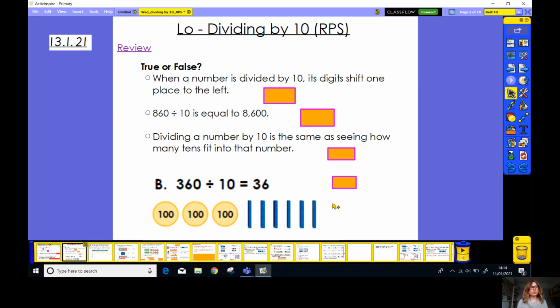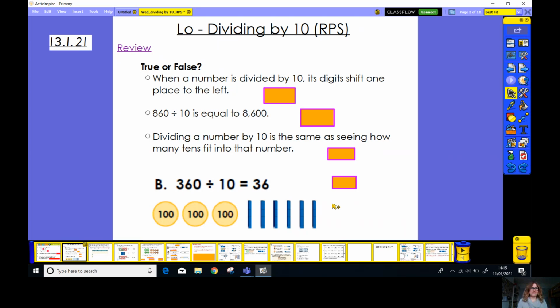So for each one, you have to say true or false. When a number is divided by 10, its digits shift 1 place to the left. 860 divided by 10 is equal to 8,600. Dividing a number by 10 is the same as seeing how many 10s fit into that number. 360 divided by 10 equals 36. Pause the video, have a go at that now.